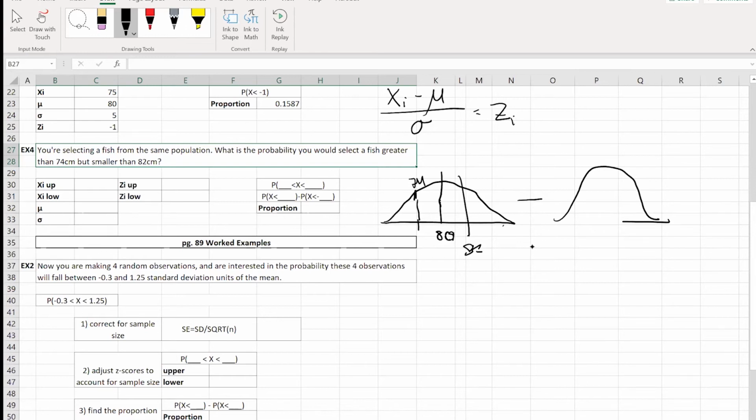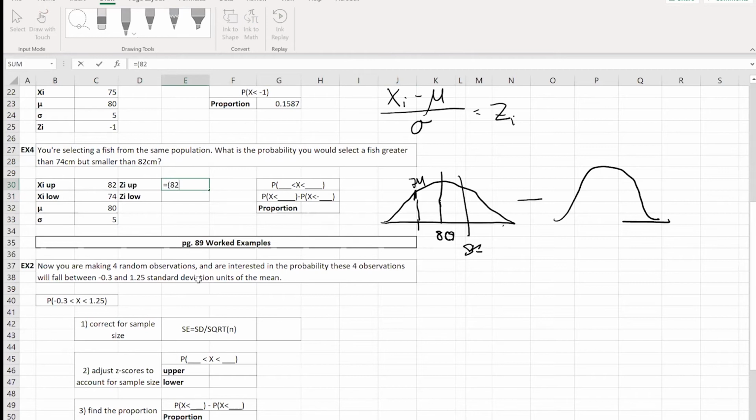It is just not cooperating. But essentially, right, we'd have our 0 would be here because a mean of 0. And we have to calculate the z-scores for 82 and 74. So our upper limit, our zi up, that's how I've called it, is 82. The lower limit is 74. Our mean is 80. And our standard deviation is 5. So now let's calculate the z-score for the upper limit.